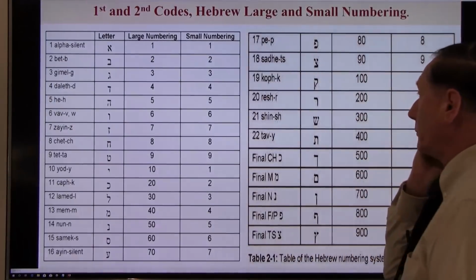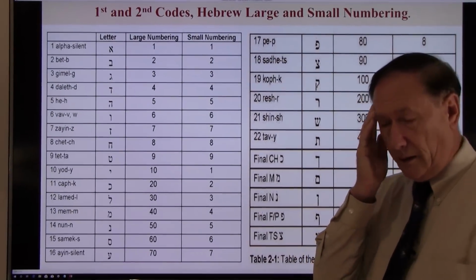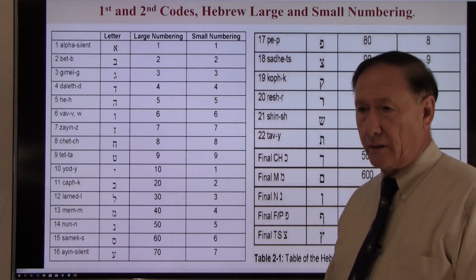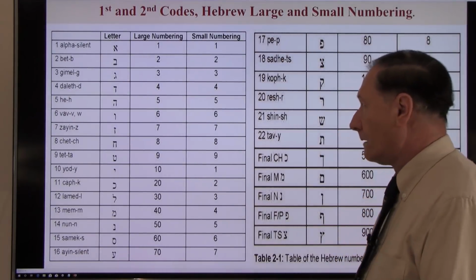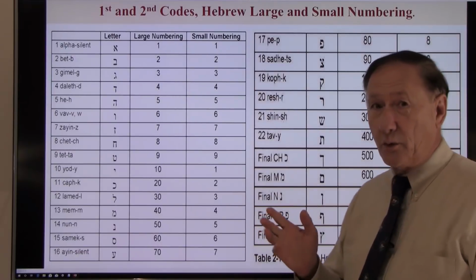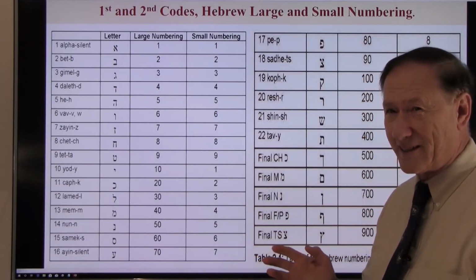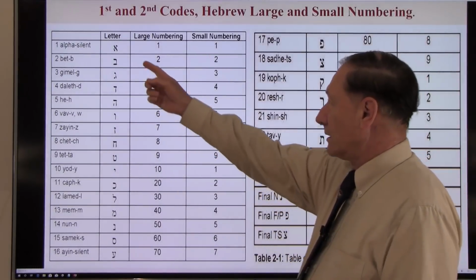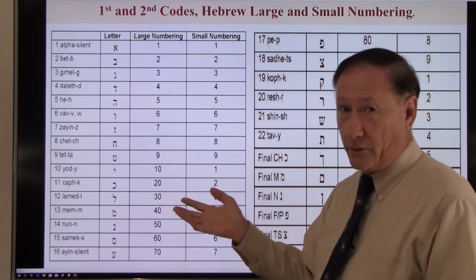The first code system is Hebrew large numbering and small numbering. In Hebrew, it's called misperkoten. In Greek, it's called itzapsefa. And Moses was the originator of it. It wasn't the Greeks. It wasn't Pythagoras at all. So he had no numbers. He just had 22 symbols.